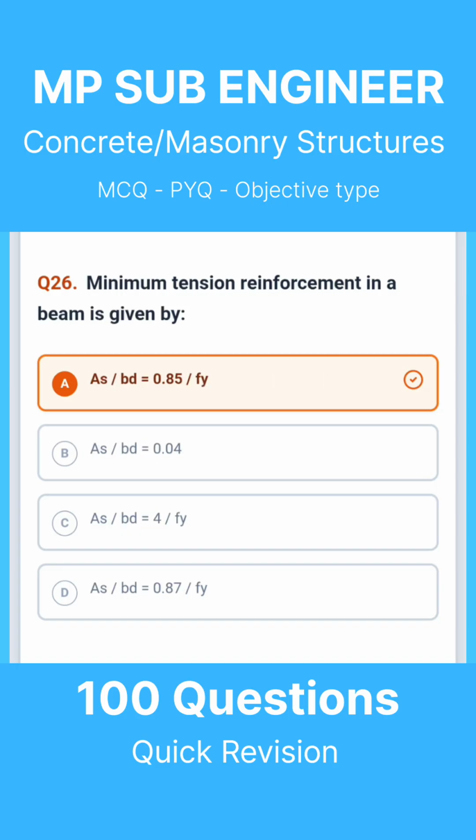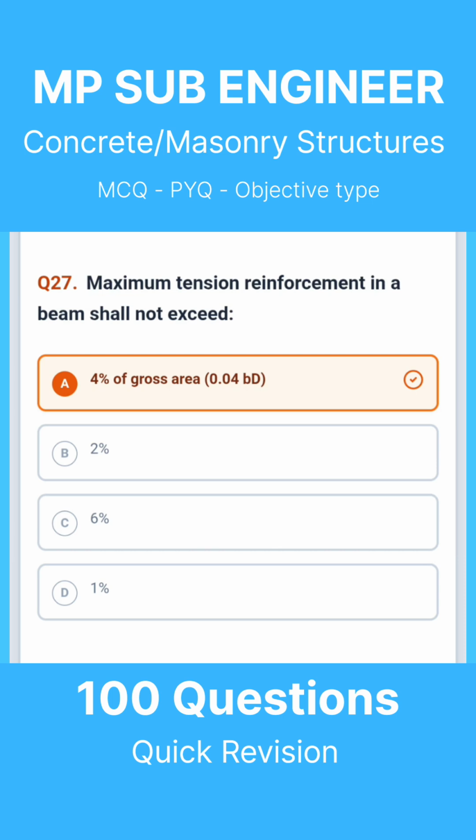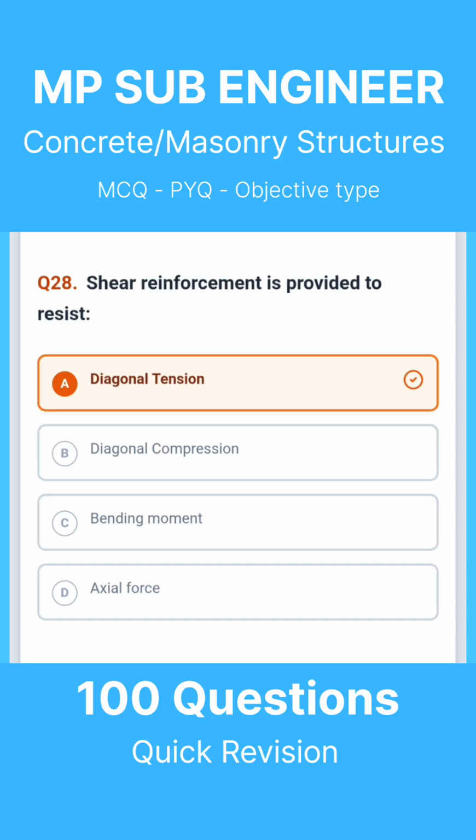Question 26. Minimum tension reinforcement in a beam is given by. The correct answer is As divided by bd equals 0.85 divided by fy. Question 27. Maximum tension reinforcement in a beam shall not exceed. The correct answer is 4% of gross area, 0.04 bD. Question 28. Shear reinforcement is provided to resist. The correct answer is diagonal tension.